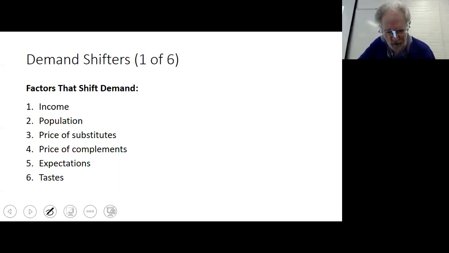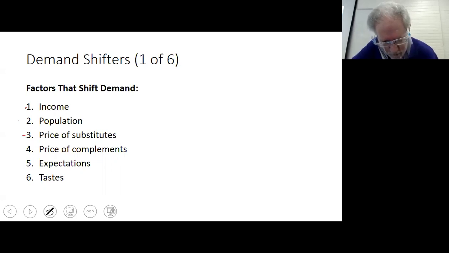And here we've listed the things that are generally important. Income, obviously that affects consumers. Population determines how many consumers there are. Because when we're talking about demand, we're talking about all of the consumers in a particular market. So if you get more population, you get more consumers.